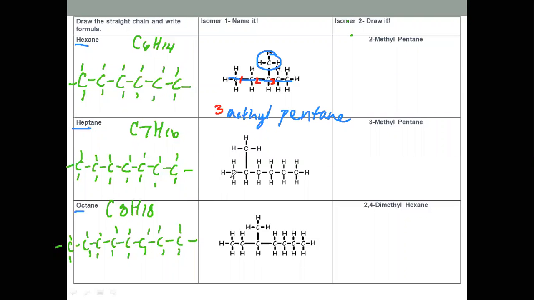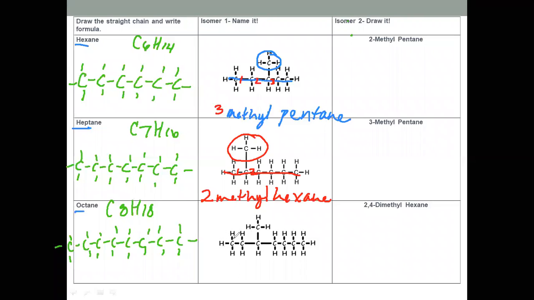All right, next one. Longest chain: 1, 2, 3, 4, 5, 6. Hexane. A branch with 1 carbon is a methyl. And now start counting on the side closest. So it's closest to this side. So it's 1, 2. So this is 2-methylhexane.